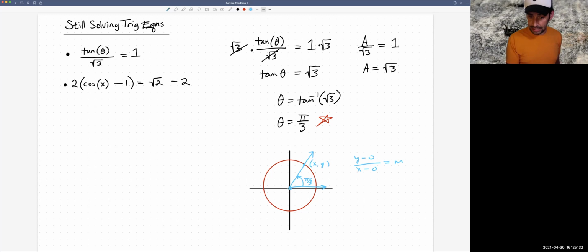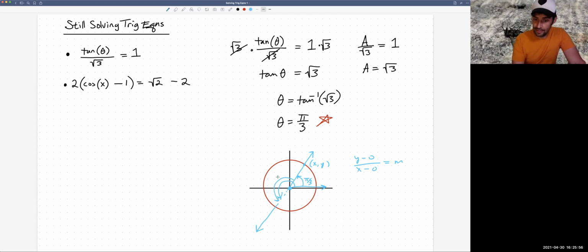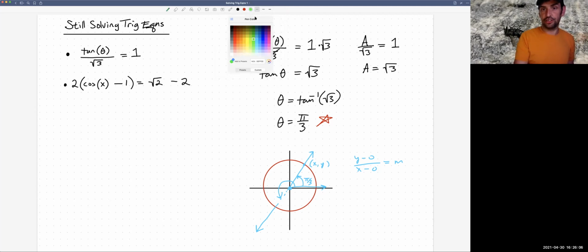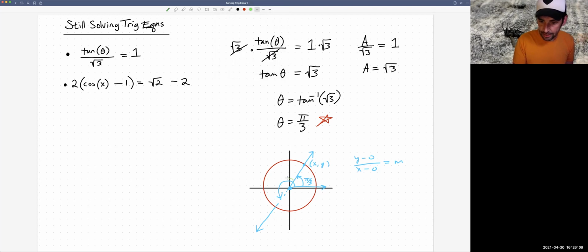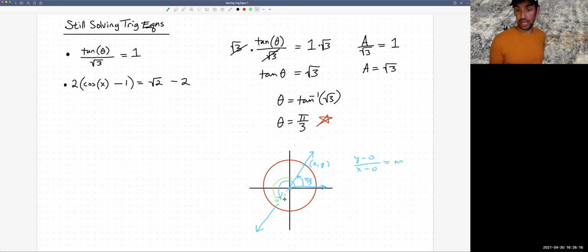So with that in mind, it's pretty easy to see the other place on this circle that's going to have the same tangent is this angle over here. Well, what angle is that? It's this pi over 3 plus pi, right? This is going a half rotation around the circle. Maybe I'll do that in a different color. So we're starting from this inverse tangent value, pi over 3. But if we take pi over 3 and rotate half a turn, we get the other angle. So pi over 3 plus pi, that's going to be 4 pi over 3.